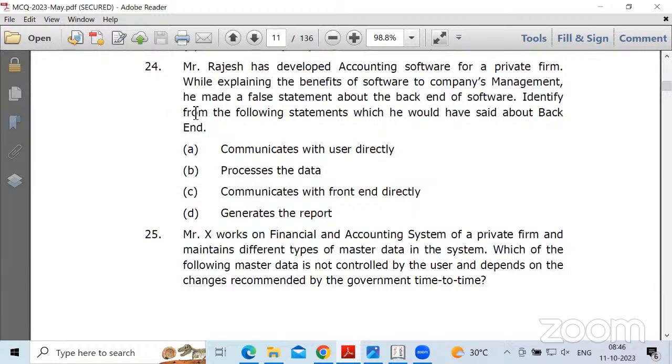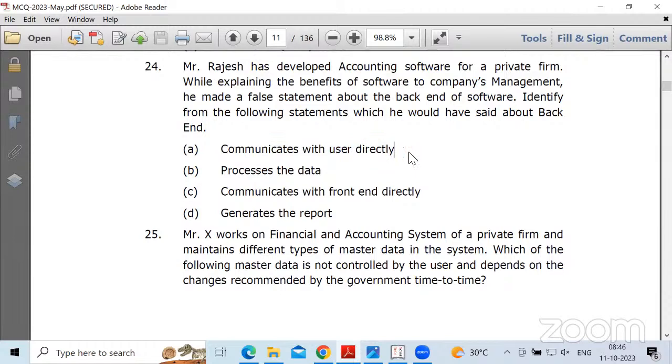That's it. I think the following statements which you would have said about the back end: communicates with user friendly, process the data, communicates with front end directly, generates the reports. Communicates with front end directly, that's back end. Generates the report, that's front end. Process the data, that's back end. Communicates with the user directly, front end.